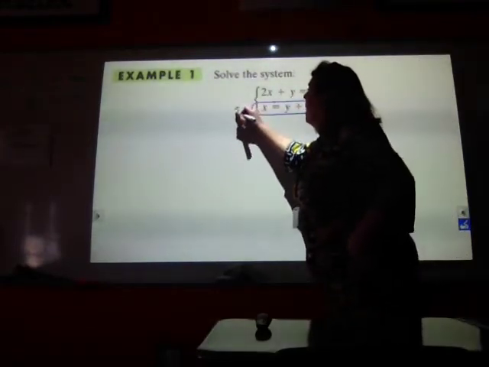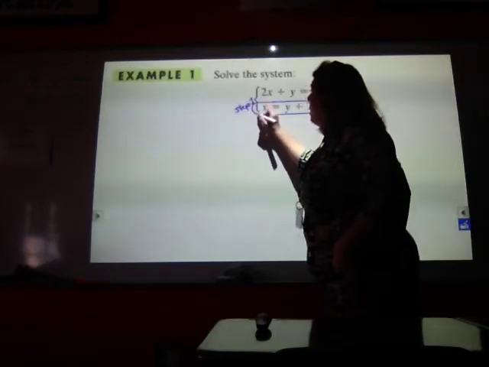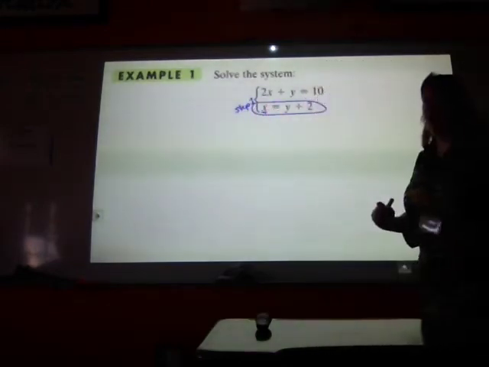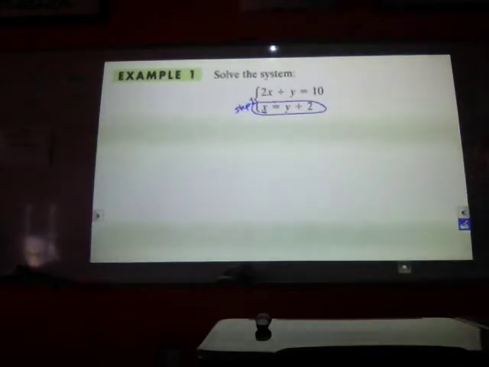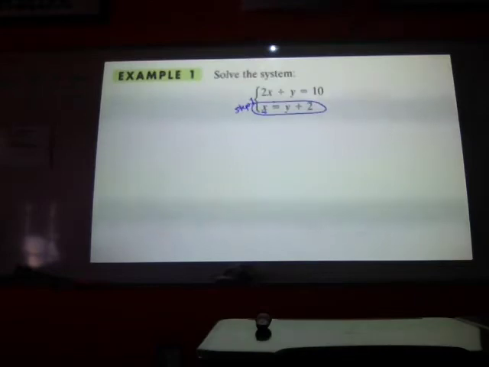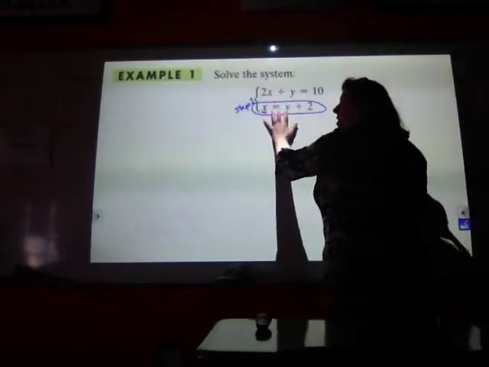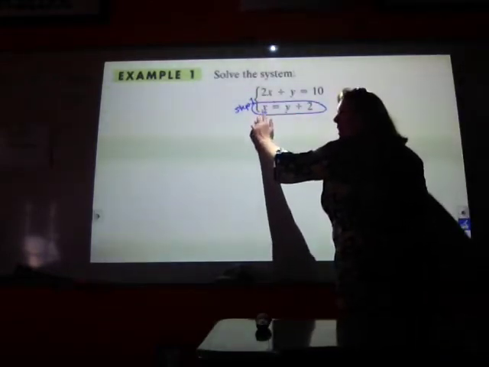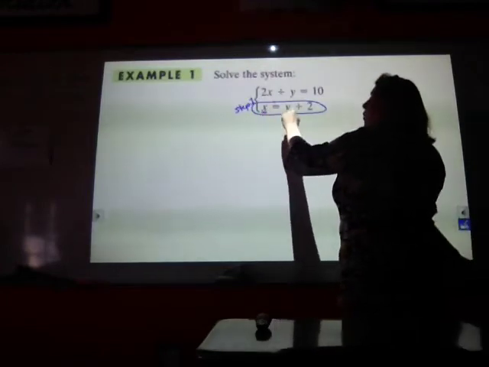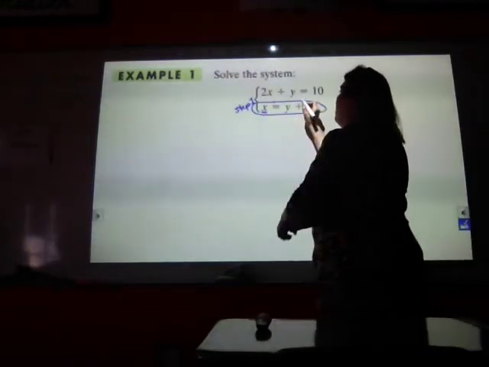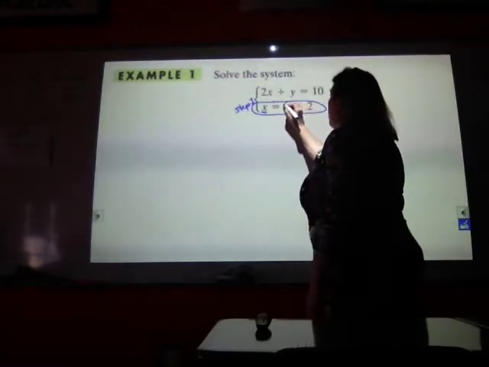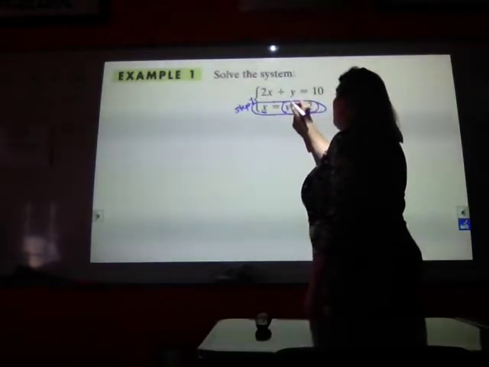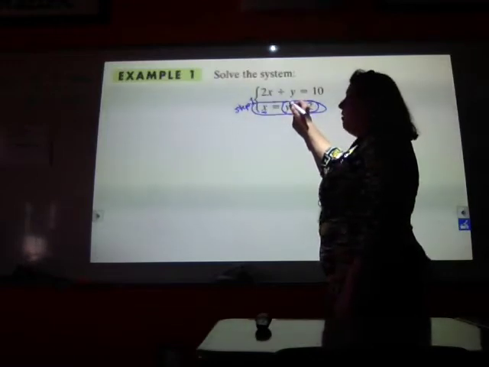Okay, so this is my step 1. This is where I've got it solved for x. Everybody agree with that? Step 2 says to take that expression for the variable and substitute it into the other equation. So which variable is this one solved for? Solved for x. What does it tell me x equals? Y plus 2. So guess what I do with this y plus 2? You put it where x is. I take this y plus 2 and I find x in my other equation.